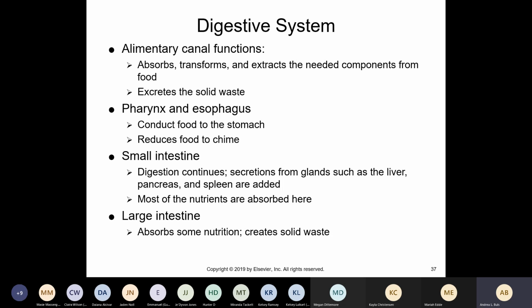It also has secretions from glands such as the liver, pancreas, and spleen that add to our digestive ability and help us break down some of those components of food. And then it goes into the large intestine where very little but some nutrition is absorbed, solid wastes are created, and then released through the anus and rectum.